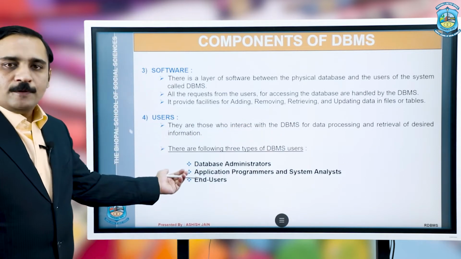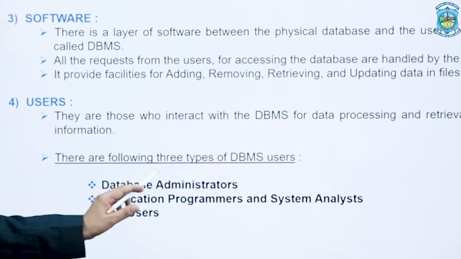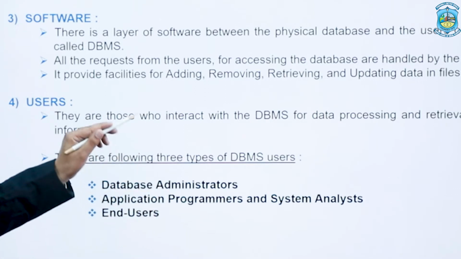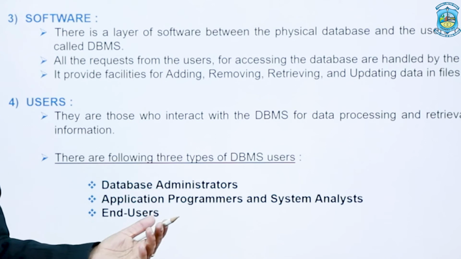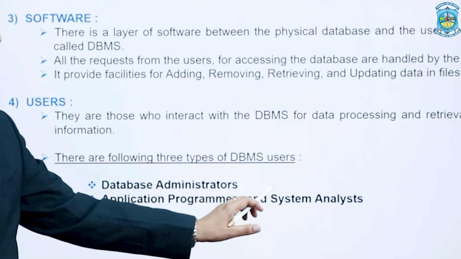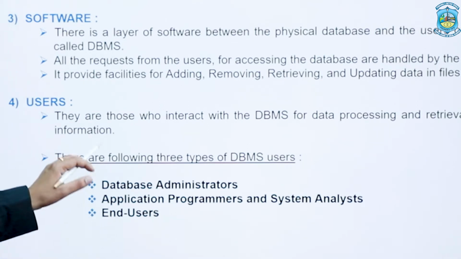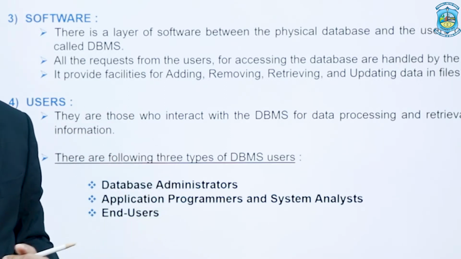So we have three types of users, or three levels of users. First is the database administrators. They are the main users who create the database, right? They maintain the database and they are responsible for giving the access rights and other things to the users. Then we have application programmers and system analysts that manage or maintain the database properly. Then finally, we have the end users who actually use the database for their purpose of information gathering as well as information retrieval.